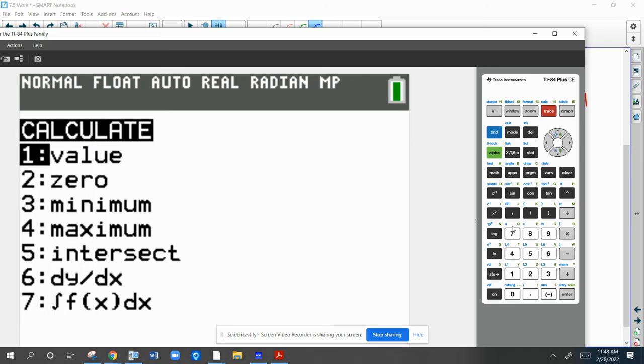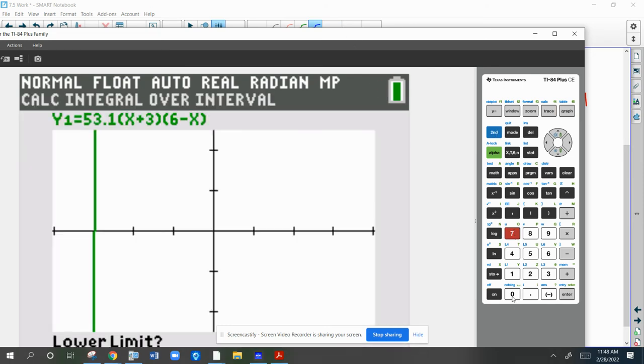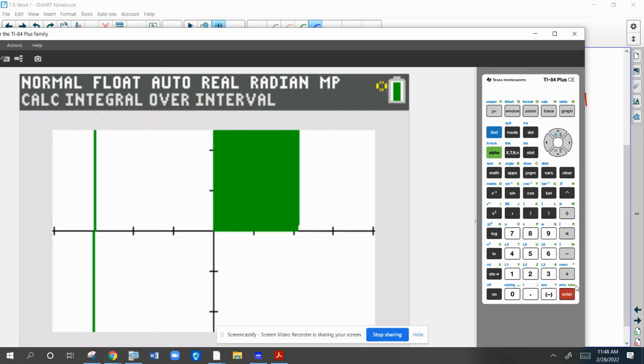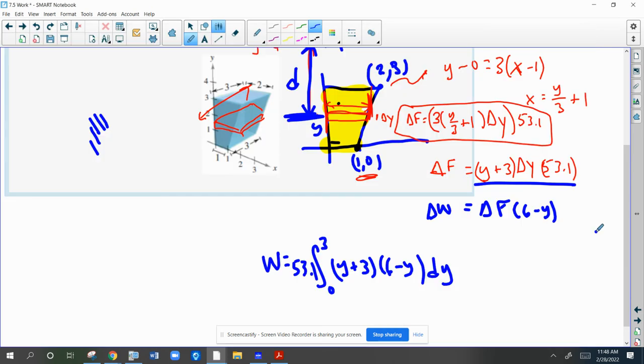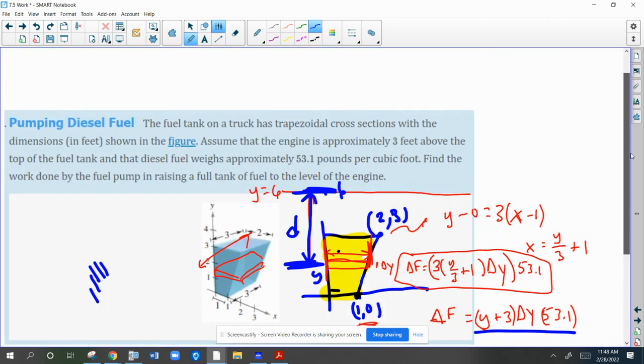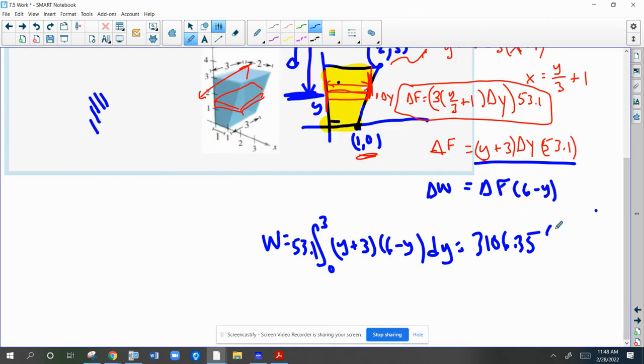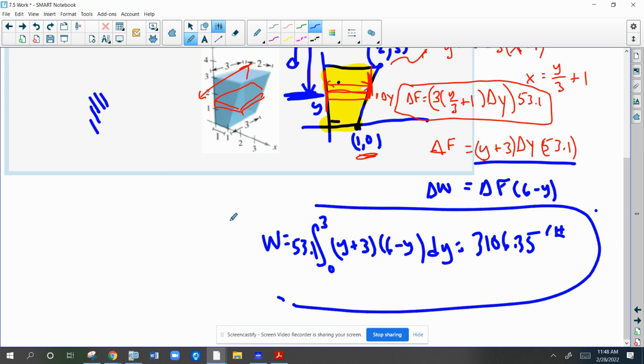So second calc, integral from 0 to 3. And it gives me the total work is 3,106.35. And I think this was in foot pounds. Yes, so foot pounds. So that's how you calculate the work done in emptying a tank.